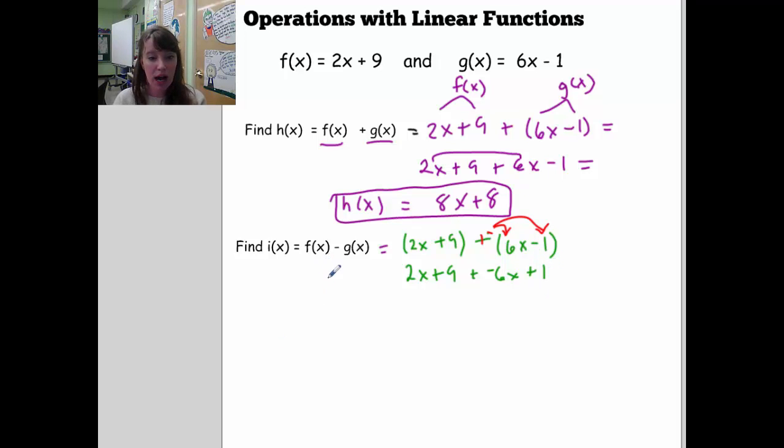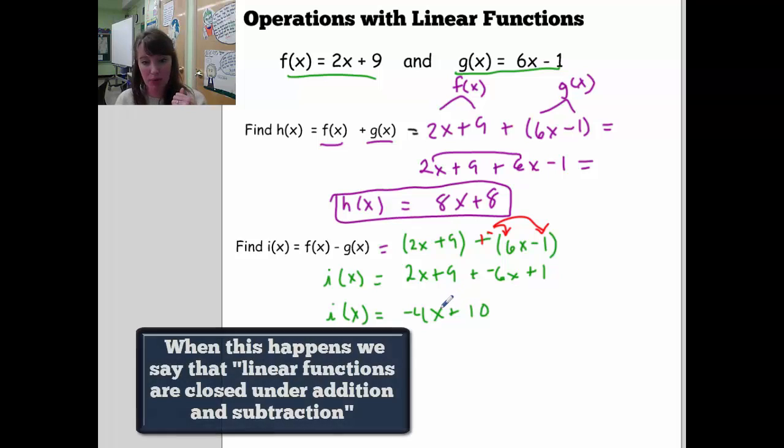Okay, so this i of x is going to be this function. So let's simplify it a little bit here. 2x plus negative 6x is going to be negative 4x. And 9 plus 1 is going to get me 10. Okay. Notice that f of x and g of x are both linear functions, and when I add them together, I get another linear function. And when I subtract them from each other, again, I get another linear function. I can see it's linear because x is only raised to the first power, okay?